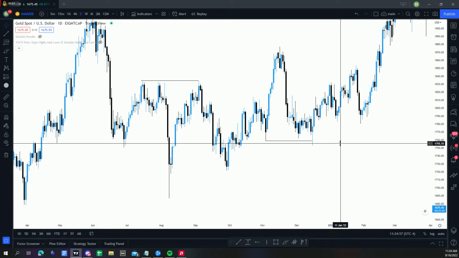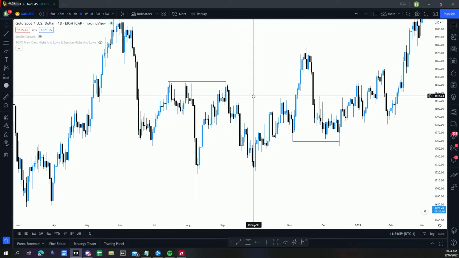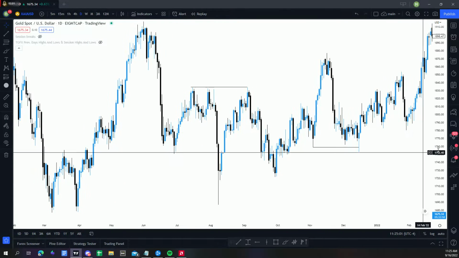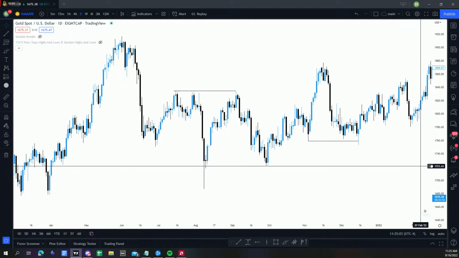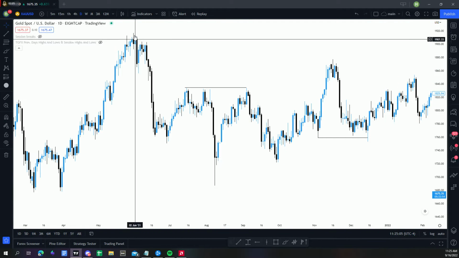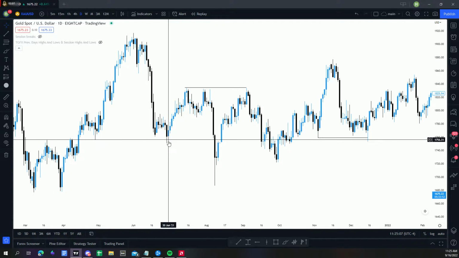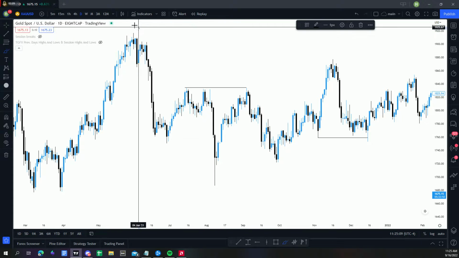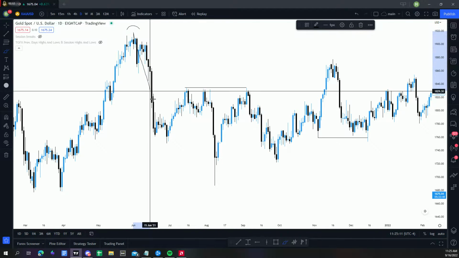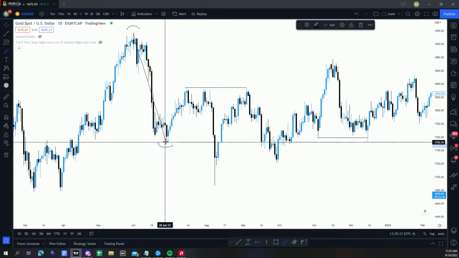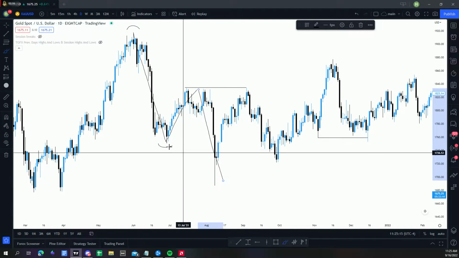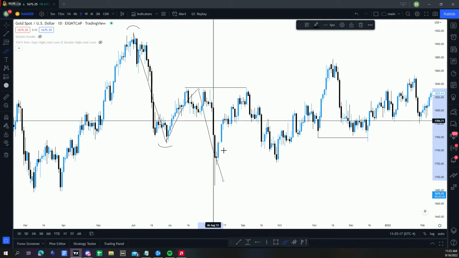So, first concept is the idea of protected highs and protected lows within a trend or within a market. So, take from this high to this low. We go high, low, lower high, lower low, giving us this clean downtrend.